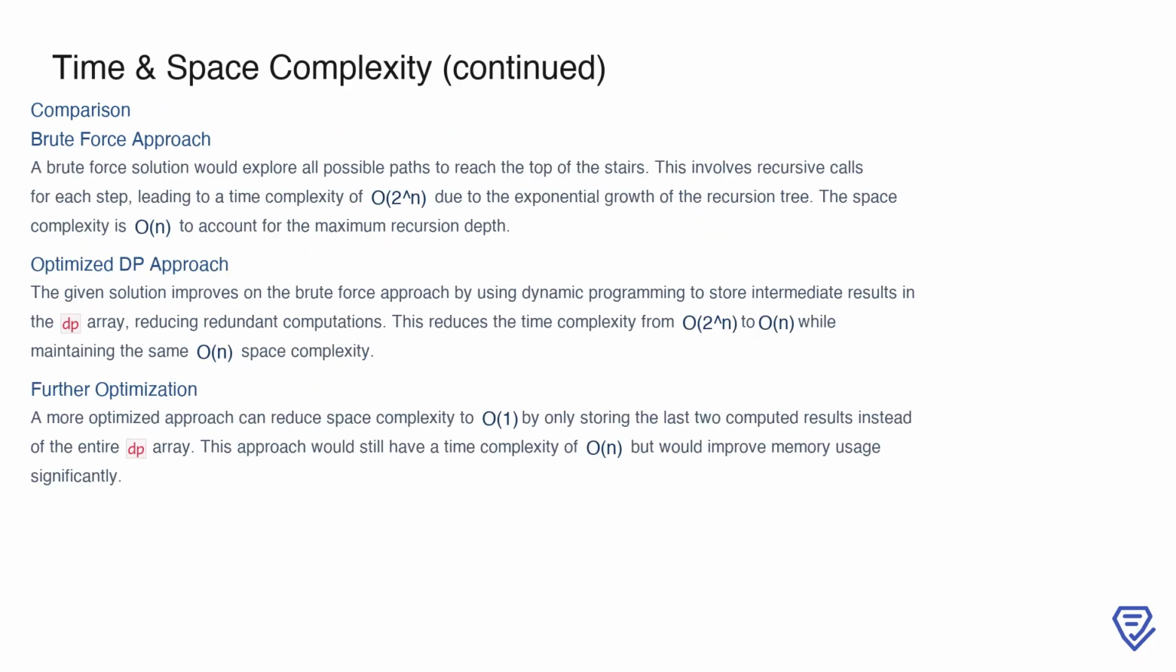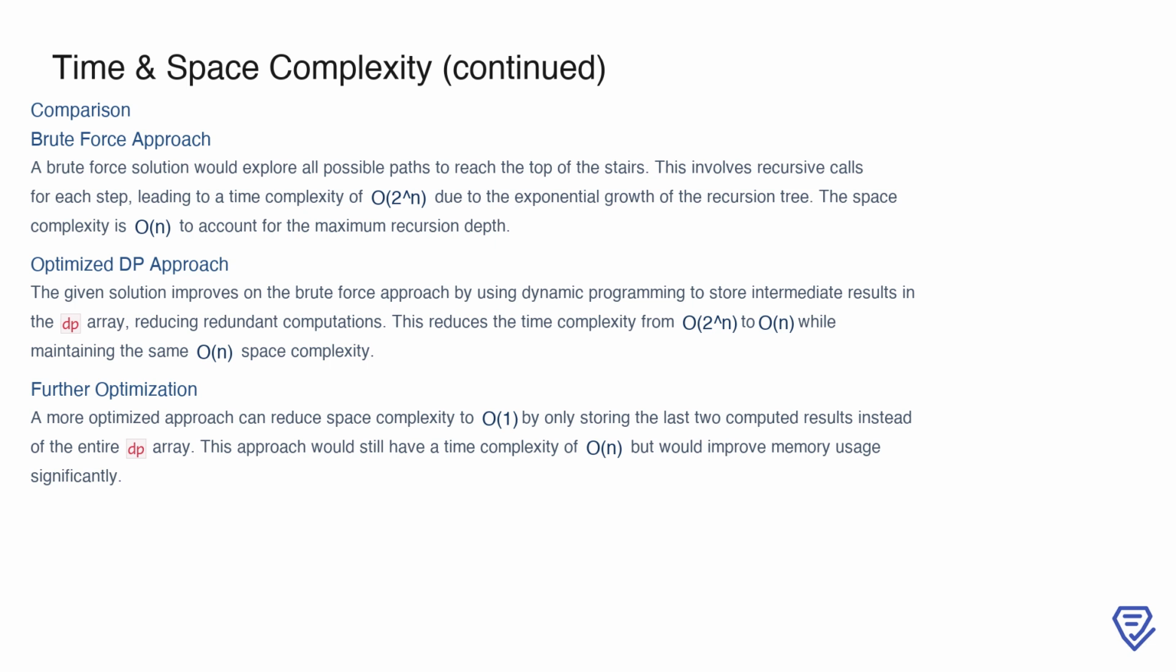To understand the efficiency of the given solution, let's compare it with a brute force approach. A brute force solution would recursively explore all possible paths to reach the top of the stairs. This results in exponential growth of the recursion tree, leading to a time complexity of 2 to the power of n. Additionally, the recursion stack in the brute force method requires O(n) space to account for the maximum recursion depth. In contrast, the dynamic programming approach we've implemented optimizes this by storing intermediate results in the dp array. This eliminates redundant computations, reducing the time complexity to O(n), while maintaining the same O(n) space complexity.